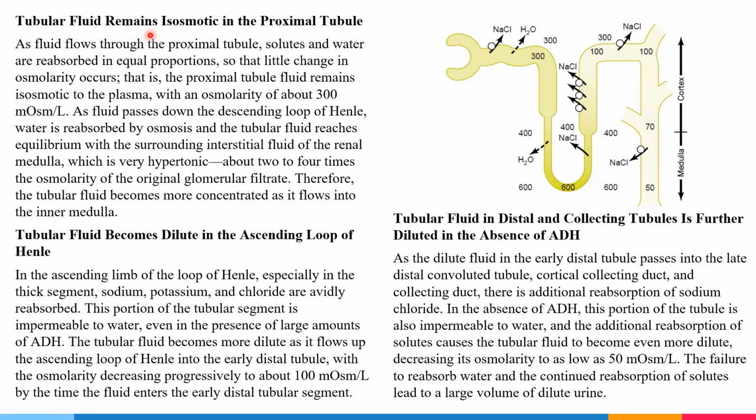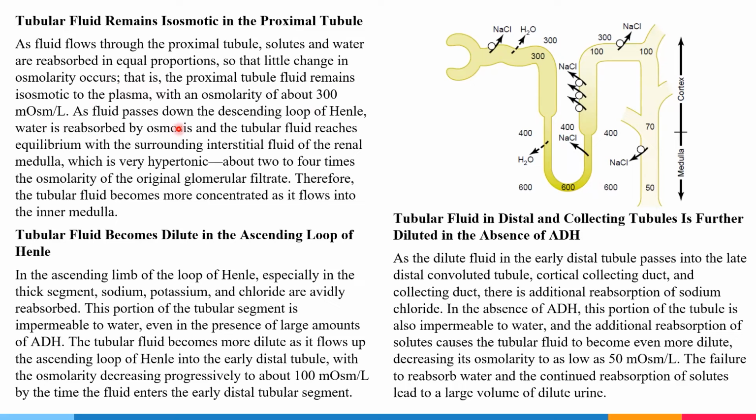Next, we move on to how the tubular fluid changes its concentration as it flows through various parts of the nephron. Tubular fluid remains isoosmotic in the proximal tubule. As fluid flows through the proximal tubule, solutes and water are reabsorbed in equal proportions, so that little change in osmolarity occurs. That is, the proximal tubule fluid remains isoosmotic with the plasma, with an osmolarity of about 300 milliosmoles per liter.